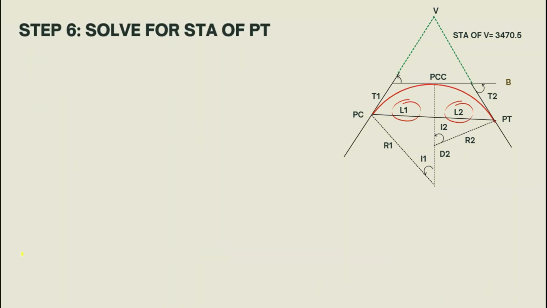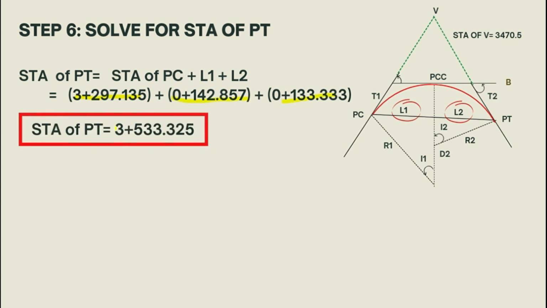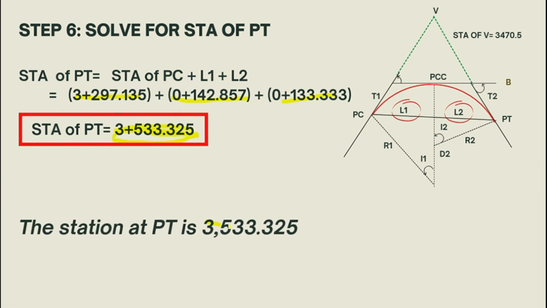Now that we have the value of L1, L2, and the station of PC, we can finally solve for the station of PT. Just have to add everything. 3,257.135 plus 142.857 plus 133.33, and that equates to 3,533.325. So that is your value for the station of PT. So that is everything about horizontal compound curves. I'll give the floor to the next reporter.